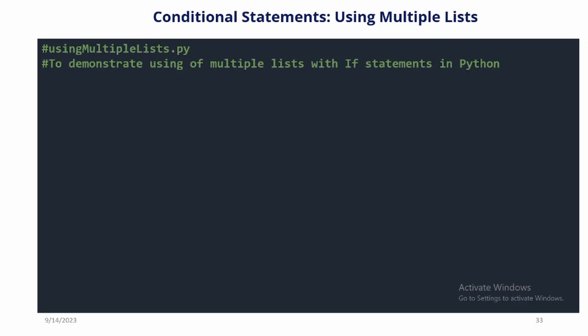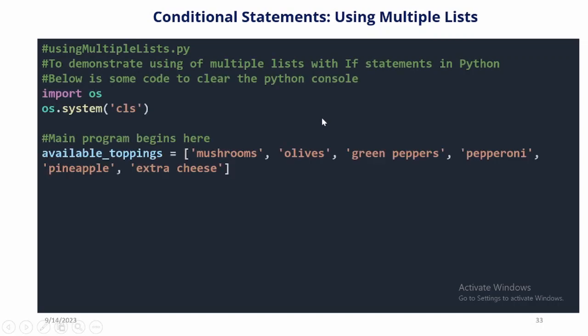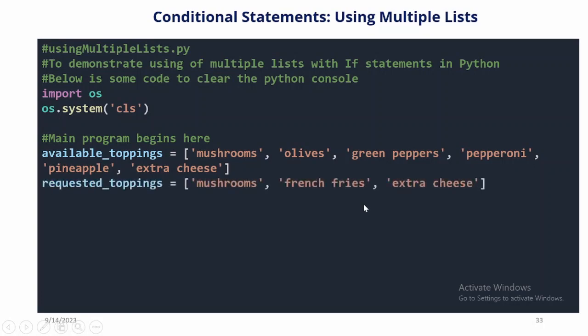Now let's look at a more useful example of what we just did, using multiple lists. To demonstrate using multiple lists with if statements in Python, we create a list called available toppings, and there are items inside it: mushrooms, olives, green peppers, pepperoni, pineapple, extra cheese. That's one list. And then we'll create a second list: requested toppings, mushrooms, french fries, extra cheese.